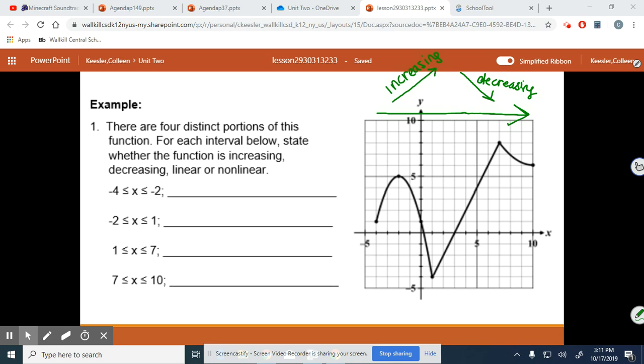So first thing we have here is looking at the interval of -4 to -2 on the x-axis. That's why it says x in the middle. So -4 to -2 is from here to here, which is this piece of the graph. So from there, from left to right, it is increasing, and it's not straight, so it's non-linear.